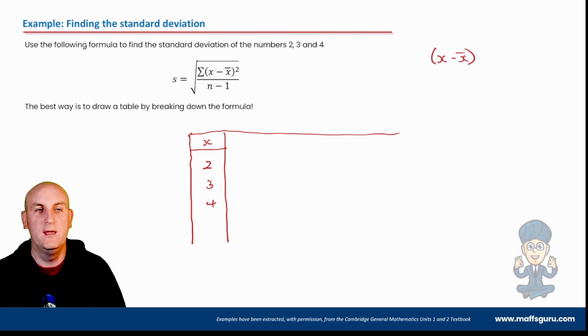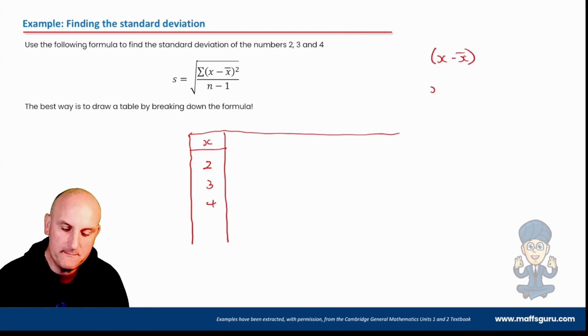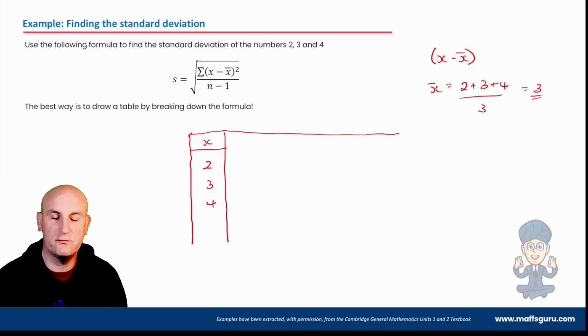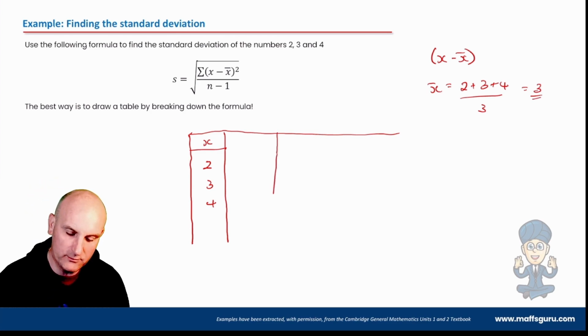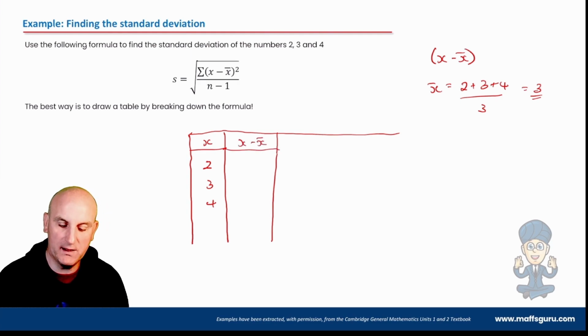What does x bar stand for? Oh, it's the mean. So the first thing I'm going to do is find the mean of my numbers. So that's 2 plus 3 plus 4 divided by 3, which just so happens to give me 3. That was lucky. So now I'm going to add a new column to my table. I'm going to do x minus x bar.